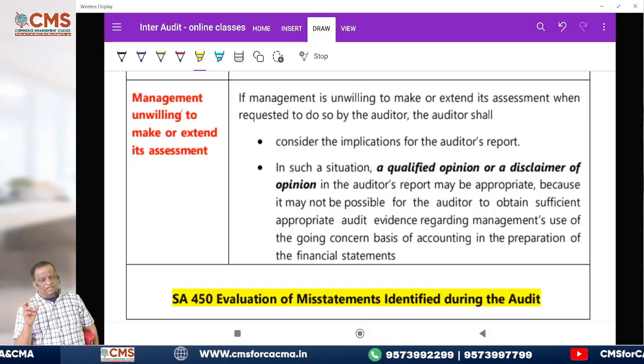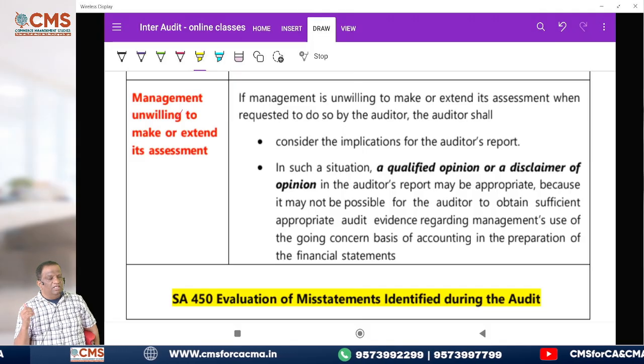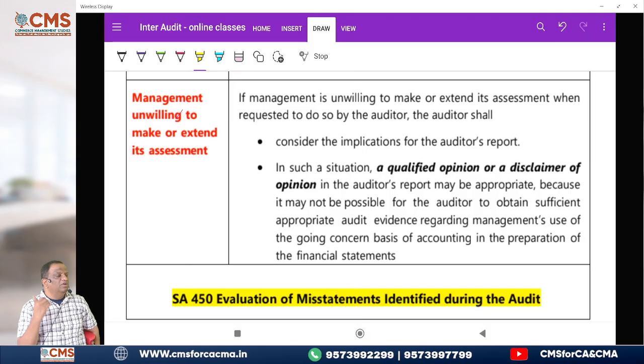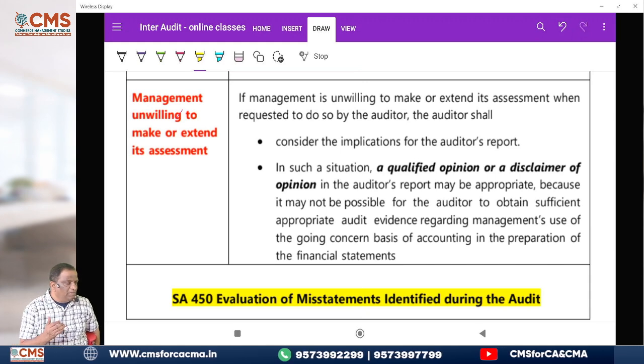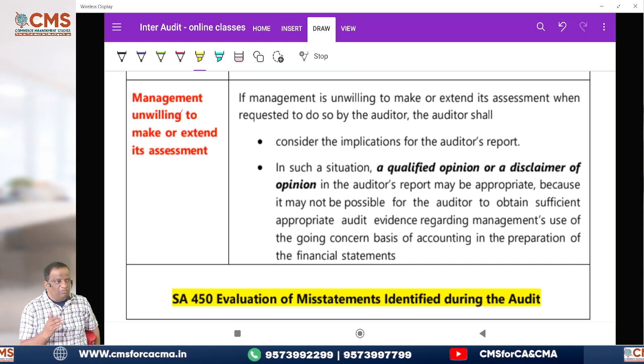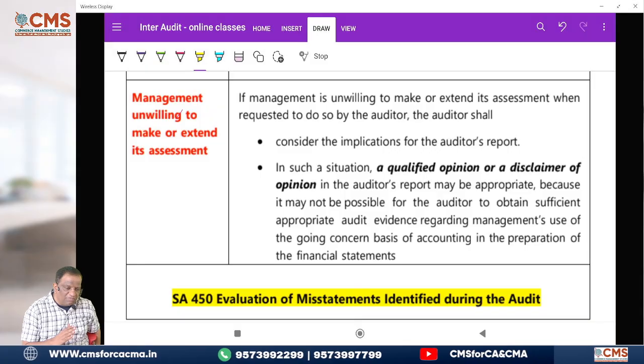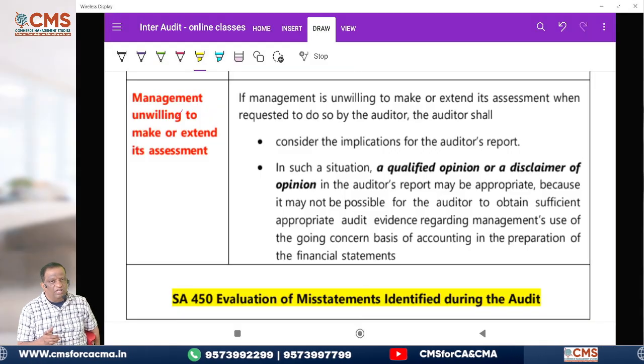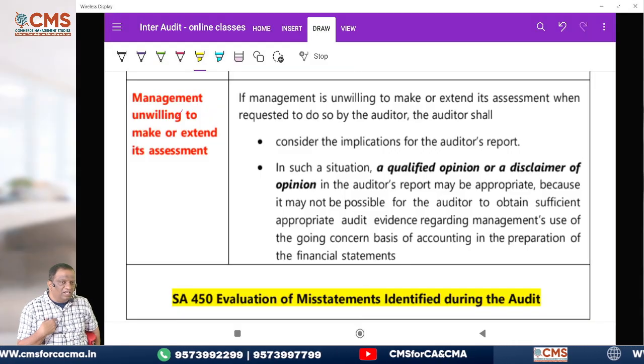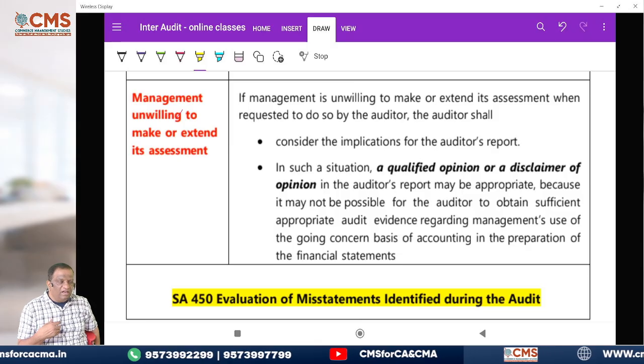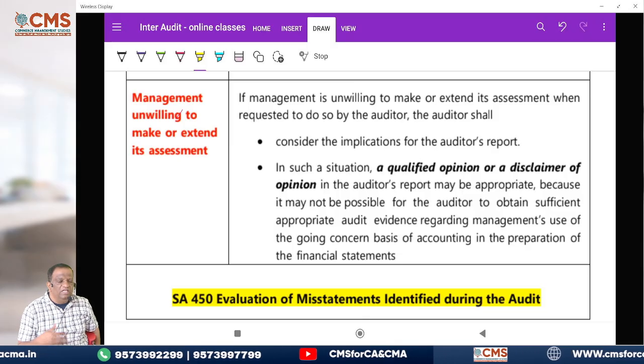Now going concern, I'll come in a sequential order. Who will have to make the assessment? Management or the auditor? Management will have to make it. But if the management is not making it, who will have to make it? Auditor will have to make it. But as an auditor, I am ready to make it, but I can't tell you whether your business will continue. I need to sit with you.